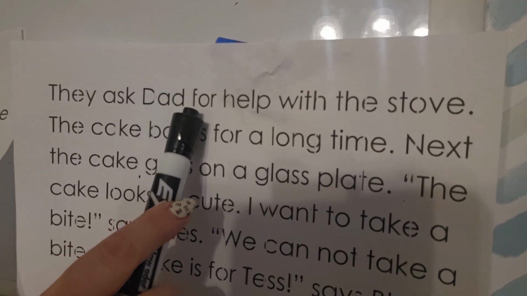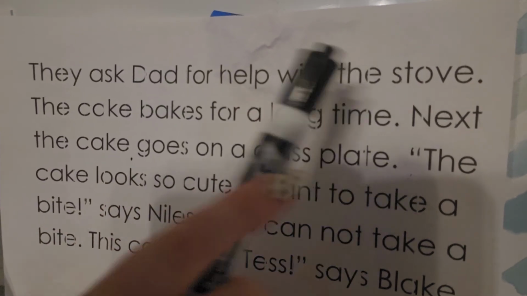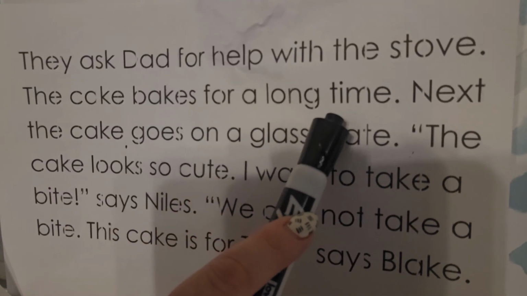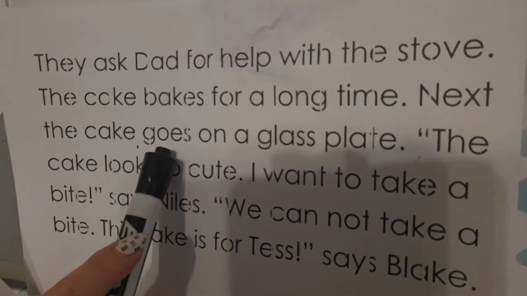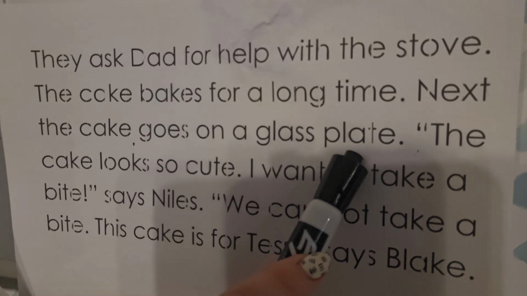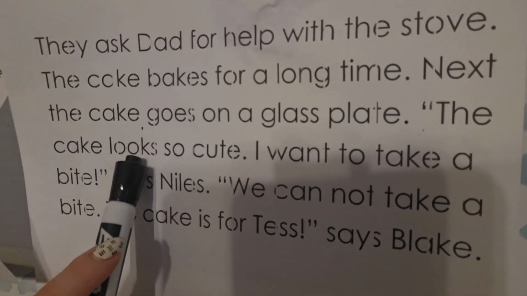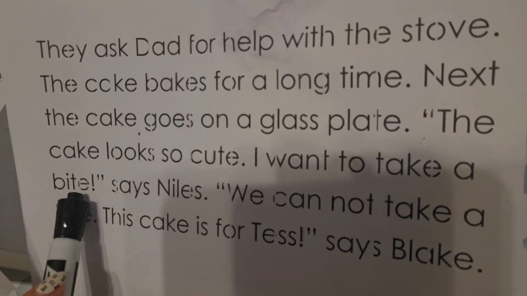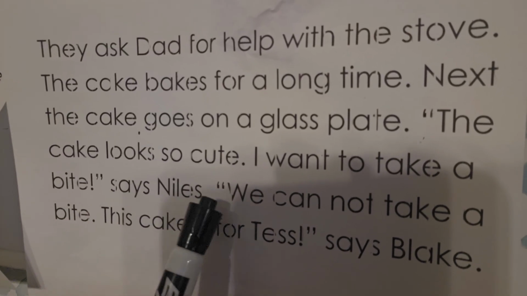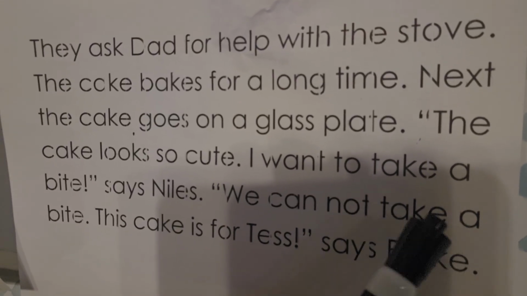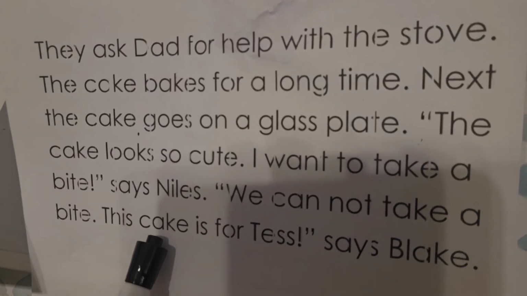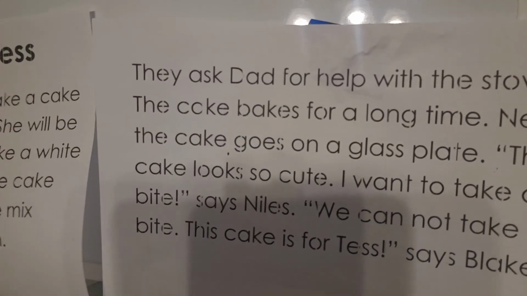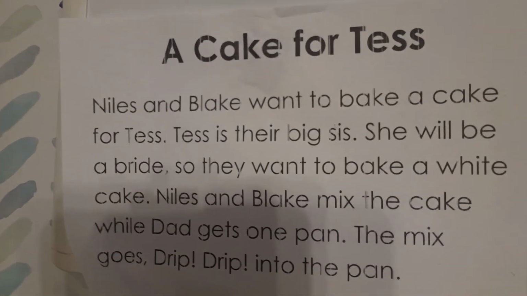They ask Dad for help with the stove. The cake bakes for a long time. Next, the cake goes on a glass plate. The cake looks so cute. I want to take a bite, says Niles. We cannot take a bite. This cake is for Tess, says Blake. Okay, we're going to read it 1 more time together.